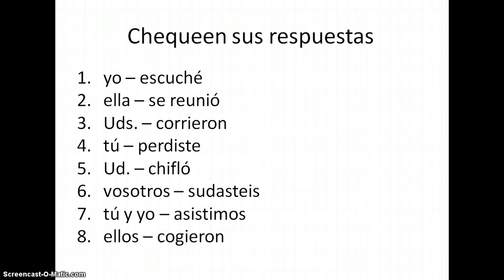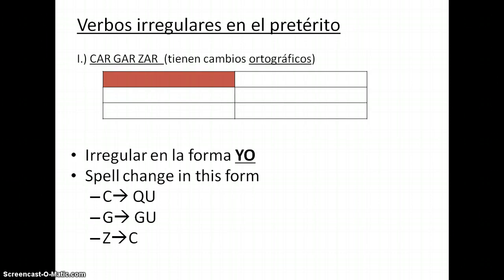Here are the answers to the previous screen's exercise. If you would like to check your answers, you should pause this video and check your answers now. Okay, so we just saw how to conjugate verbs regularly in the preterite tense. Now we're going to look at some irregular conjugations in the preterite tense and verbs that are irregular.